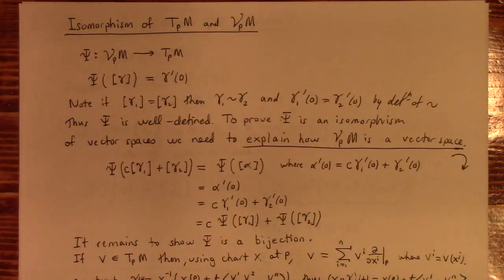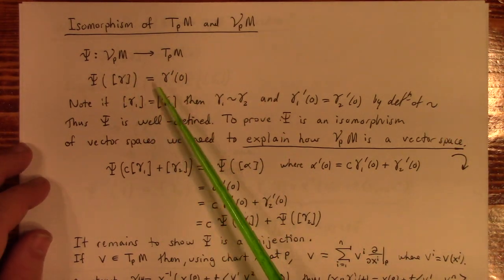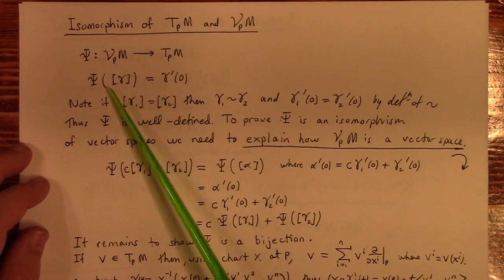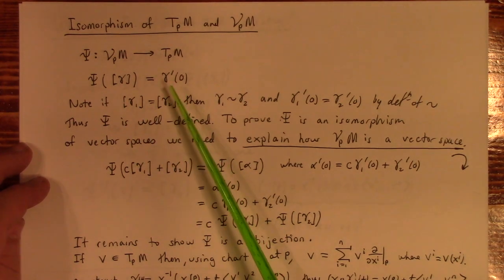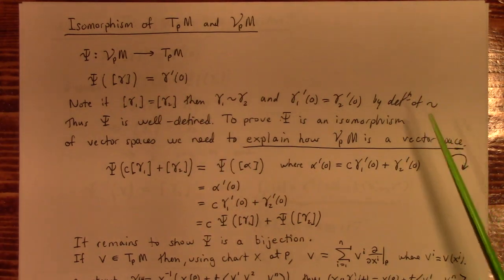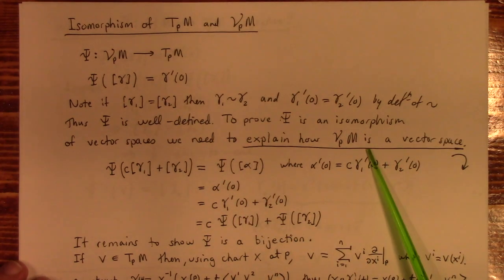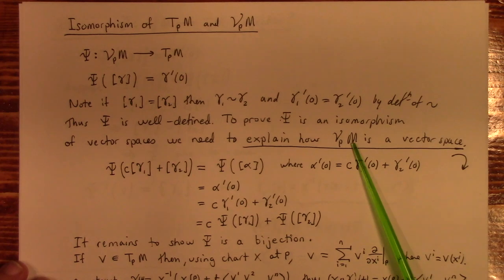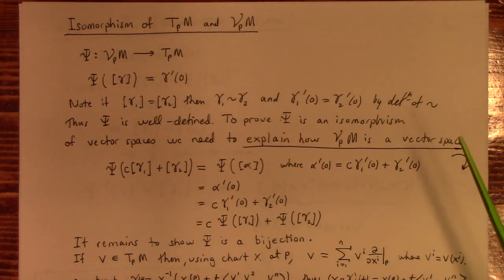So let me get back to the other here. The question then is, how on earth are the equivalence classes of curves equivalent to the derivations? I claim the isomorphism is simply given by the velocity vector of the curve. Now to prove that this is in fact an isomorphism, I first have to explain how the equivalence classes of curves are a vector space, which is far from obvious.